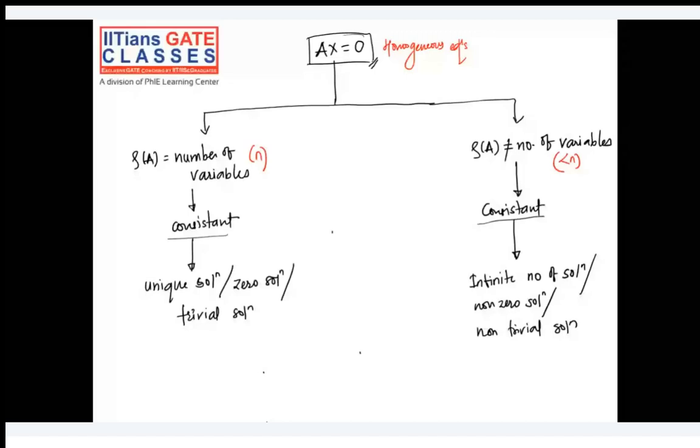So that is the second case here. That is, the rank of matrix A is less than the number of unknowns. Rank of the matrix A less than the number of unknowns means your equations are fewer than the variables. You will still get the solution, but there are infinite. That is the case. Okay. Yeah, Arjun, I'll repeat.